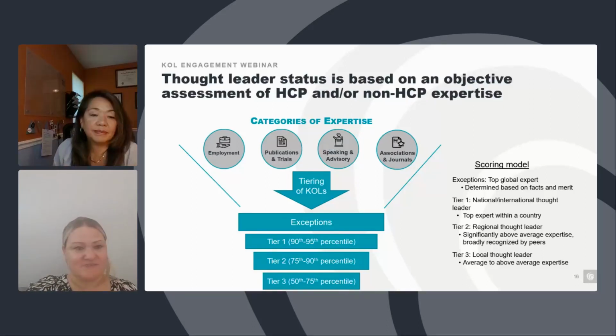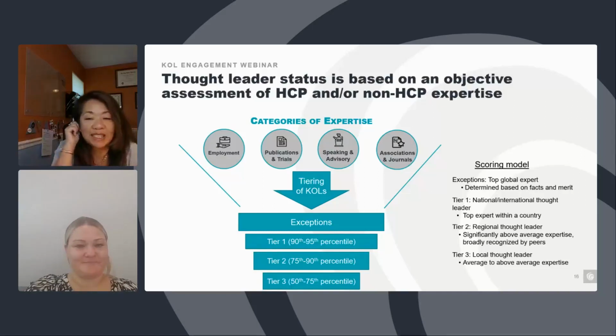There's an exception process form that should be completed explaining what the credentials are of this individual, why they qualify for this exception, and what that exception amount is. So there is room for those small percentage of top global experts to have an FMV rate that's above your tier 1 maximum, if done appropriately, right, guys? If done appropriately, then it is okay.